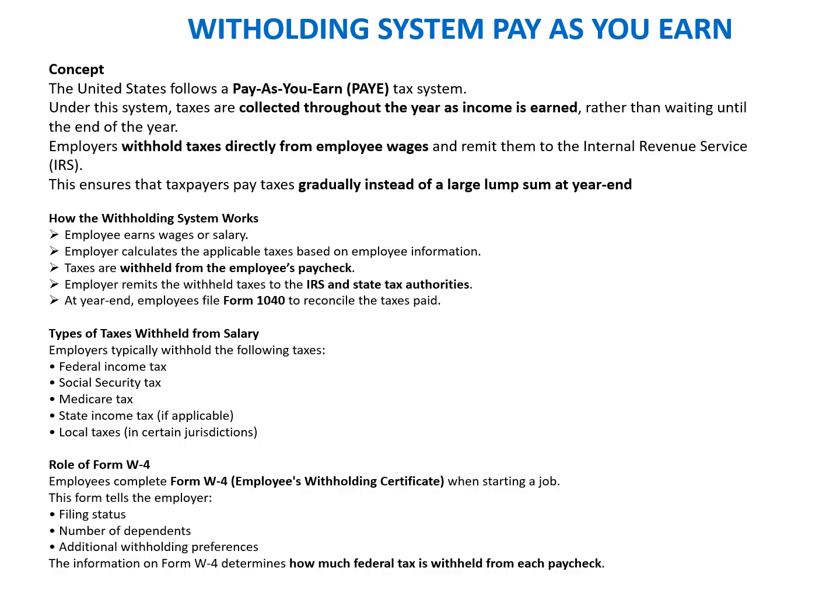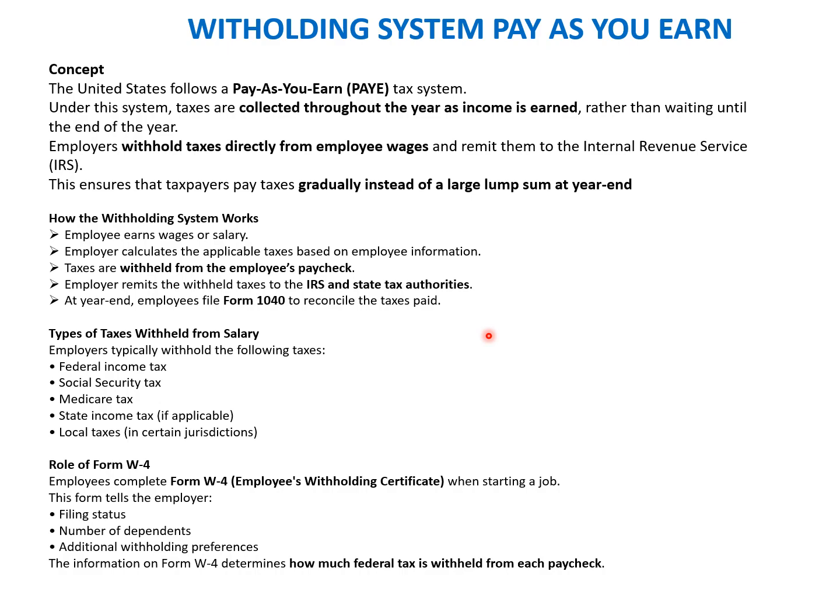Like in many countries, the US also works on the concept of withholding tax, and they normally call this pay as you earn. So the United States follows the pay as you earn, or PAYE, system. Under this system, taxes are collected throughout the year as income is earned rather than waiting until the end of the year. So how does the withholding tax system work? The employee earns wages or salary. The employer calculates the applicable taxes based on the employee information. Taxes are withheld from the employee's paycheck. The employer remits the withheld taxes to the IRS and the state authorities, and at year end, the employee files form 1040 to reconcile the taxes deducted from their salary and deposited by the employer and reported via W-2 to the IRS.